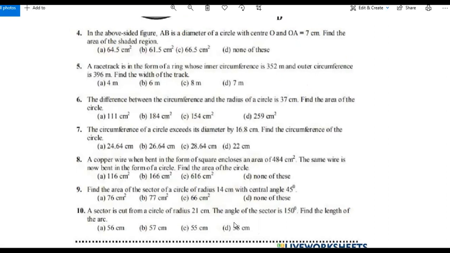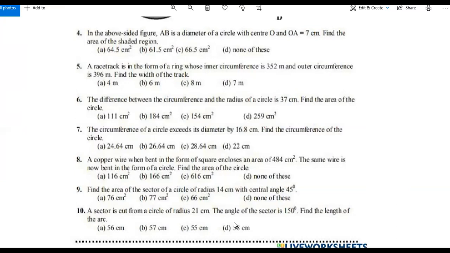No doubt. Okay, now it is being asked in the question: the area of the sector of a circle whose radius is 14 centimeter with central angle 45. Sir, can I write the answer? Yes, why not? What's your answer?